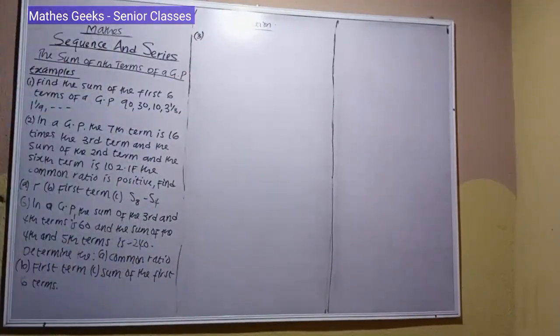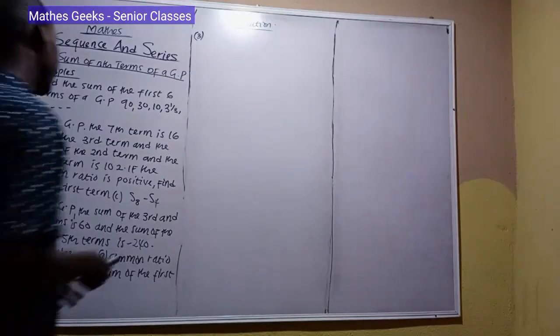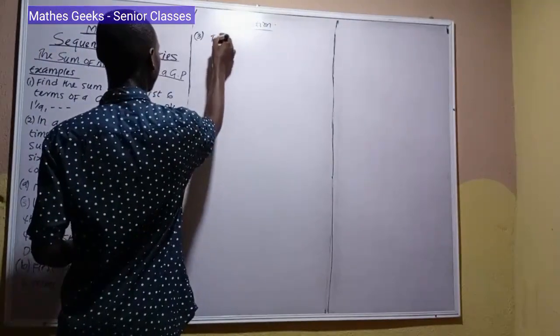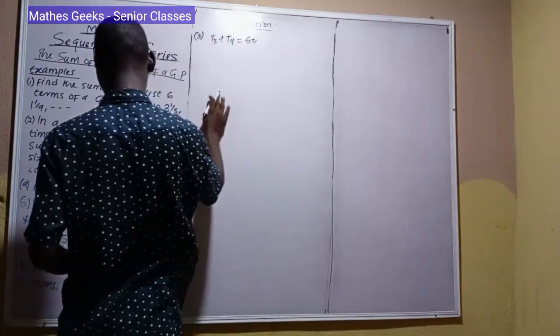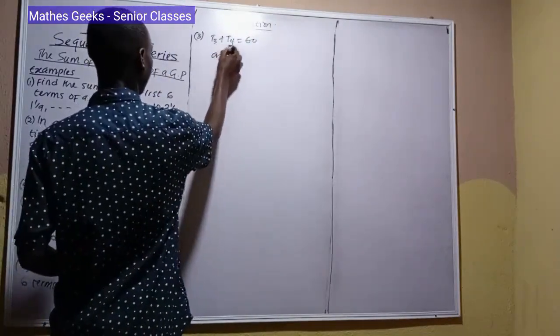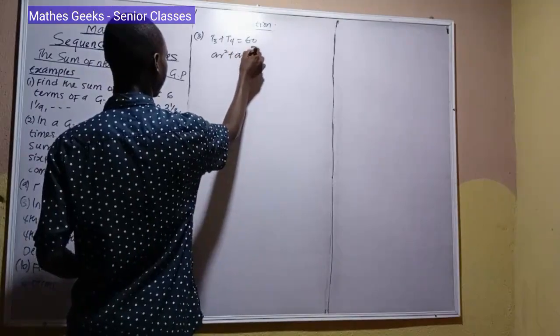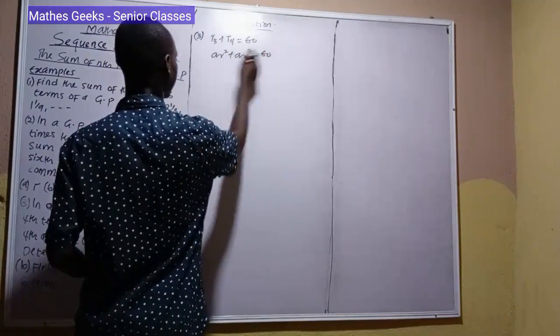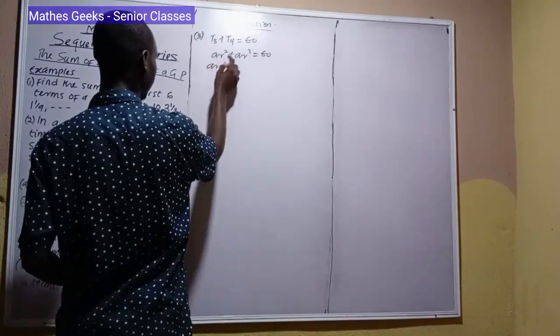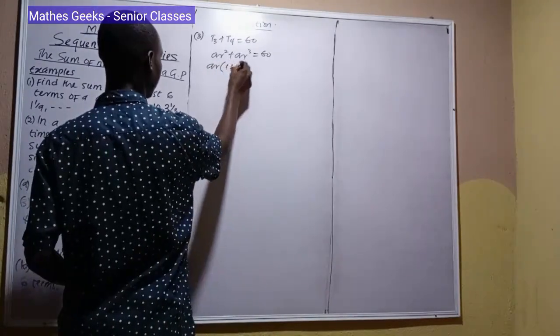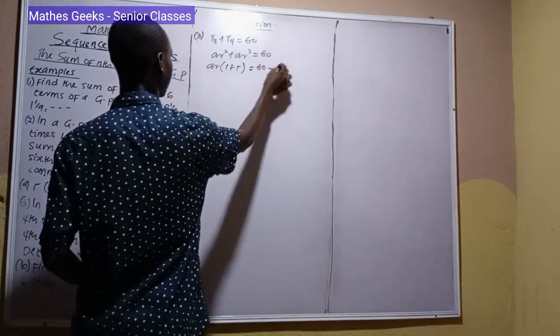Number 3. In a GP, the sum of the third and fourth terms is 60. T3 plus T4 is equal to 60. So ar^2 plus ar^3 is equal to 60. So we can factor ar^2 out. We get ar^2(1 plus r) equal to 60.